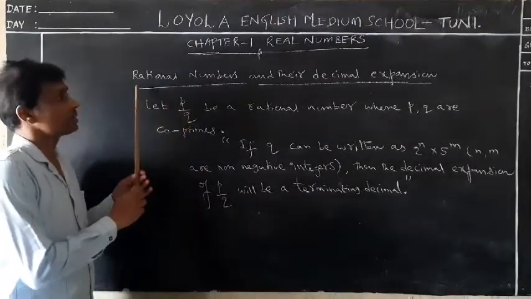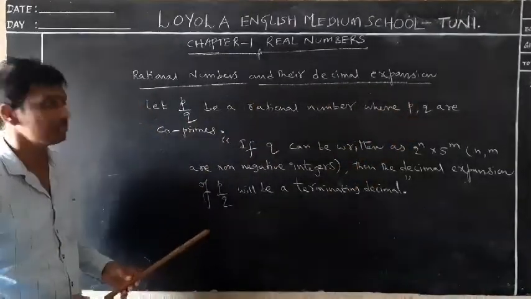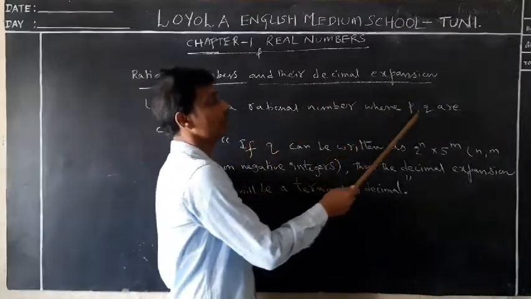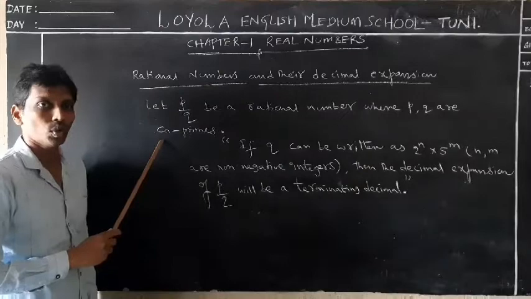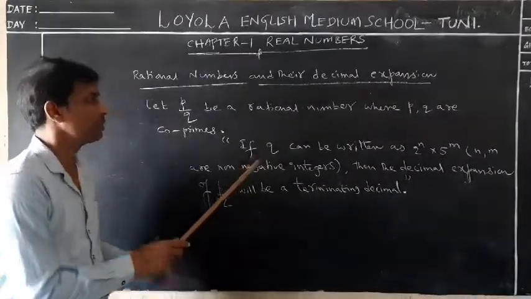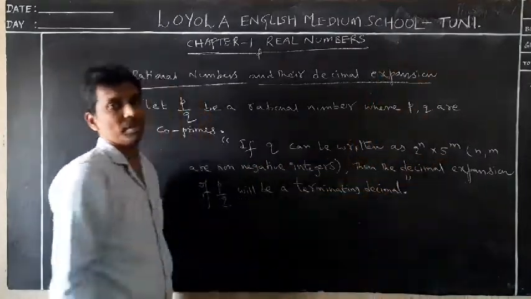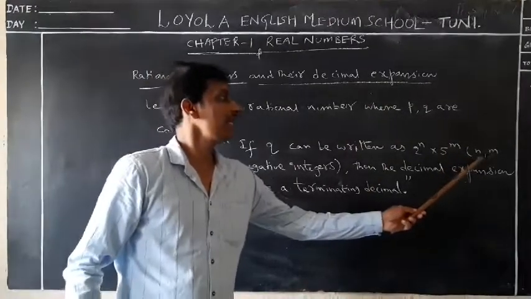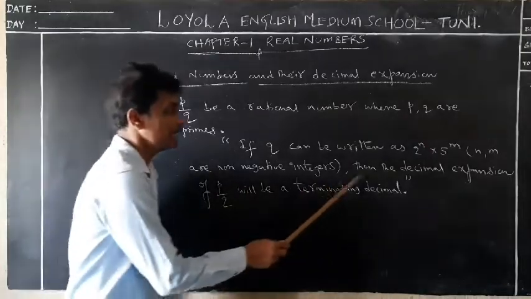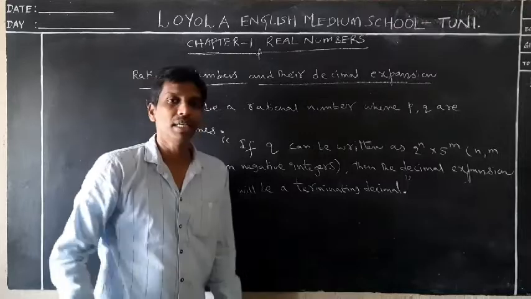The next topic is rational numbers and their decimal expansion. Let p by q be a rational number where p and q are co-primes. Here you see the statement: if q can be written as 2 power n into 5 power m, where n and m are non-negative integers, then the decimal expansion of p by q will be a terminating decimal.